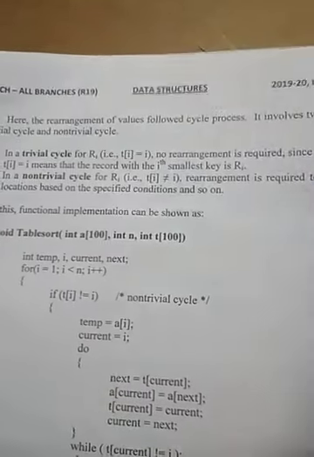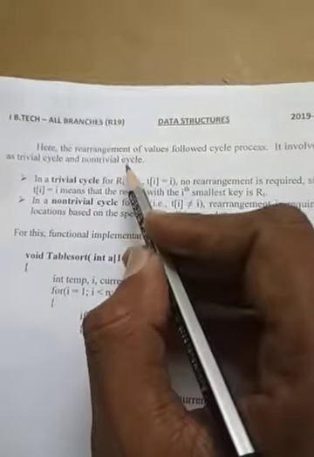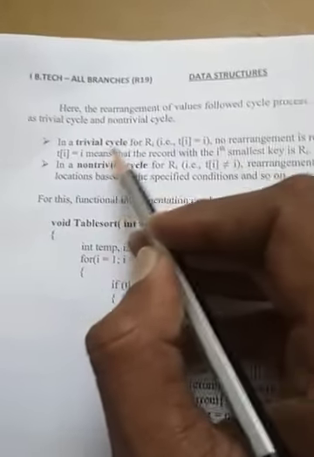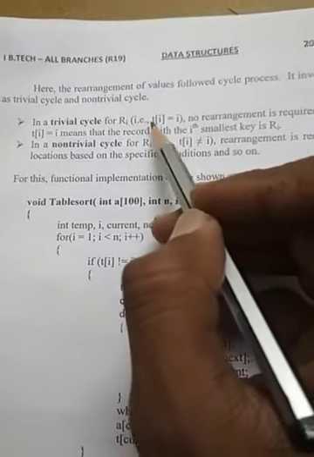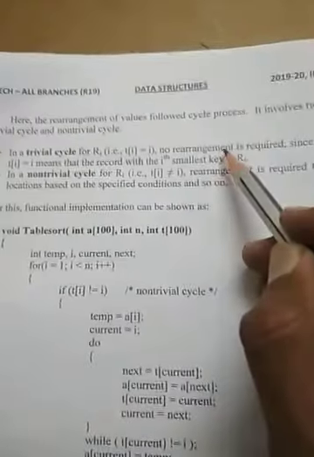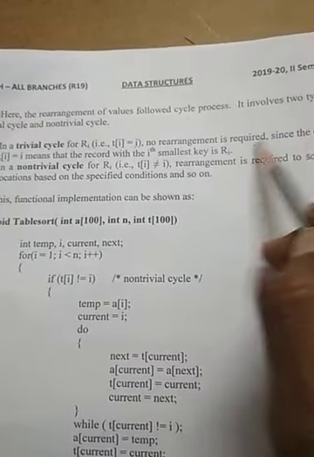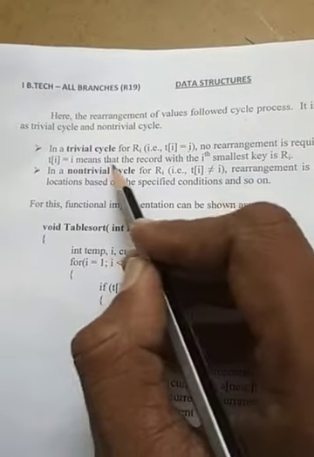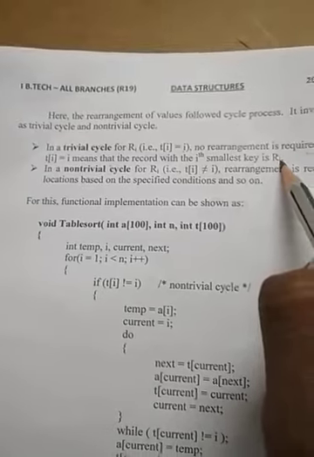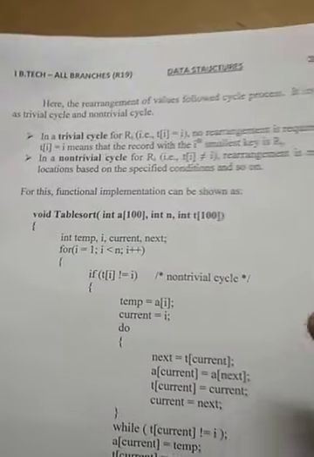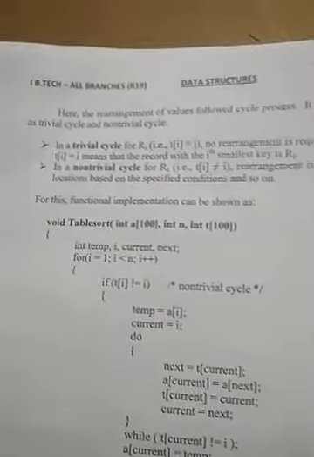Here, rearrangement of values is followed by a cycle process. It involves two types of cycles, trivial and non-trivial. In a trivial cycle for Ri, where i is the index, T of i is equal to i, no rearrangement is required. Since the condition T of i is equal to i means that the record with the ith smallest key is R of i. That means the value is at its proper location. So there is no rearrangement required.